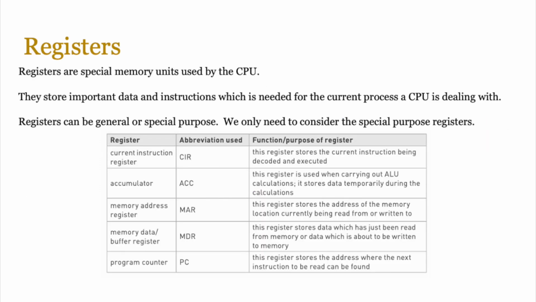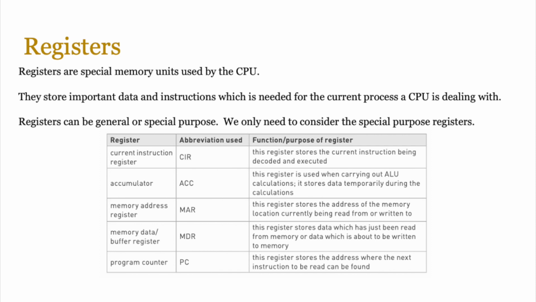Now, to help the CPU access this data from RAM, there are a number of registers that are built into the CPU itself, and registers are small storage areas, special memory units, which are just used by the CPU. They store really important data and address instructions, which might be needed by a current process the CPU is dealing with. Registers can be general or special purpose, and we're only going to deal with the special purpose registers for this particular syllabus. So what are these registers?